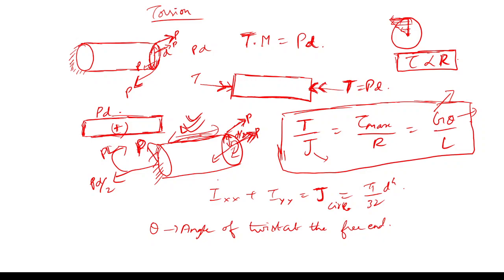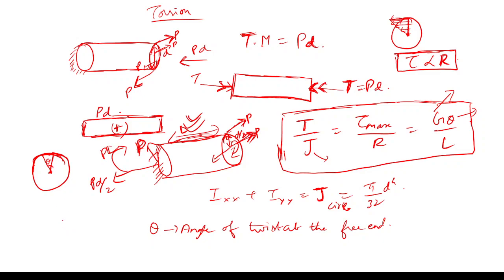So theta is the angle of twist at the free end. If I want to see physically what the angle of twist is, I take this same circular cross section, viewing it from the right side. If I take this twist, I am saying this is the angle of twist at the free end, theta. Is it fine?